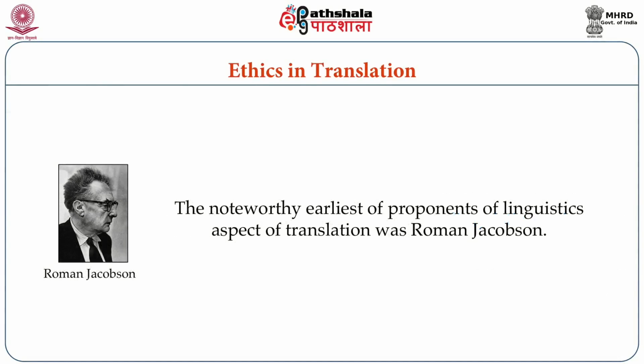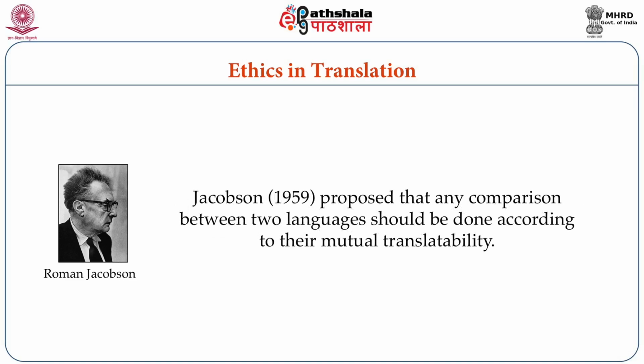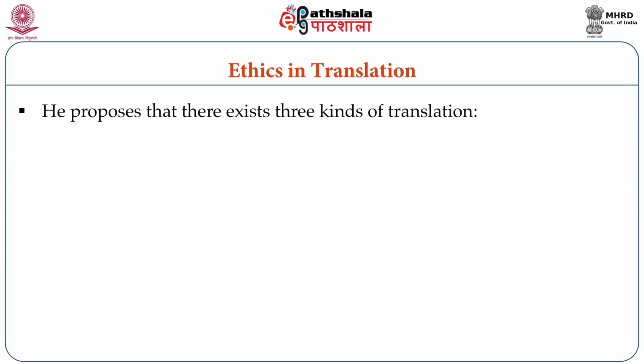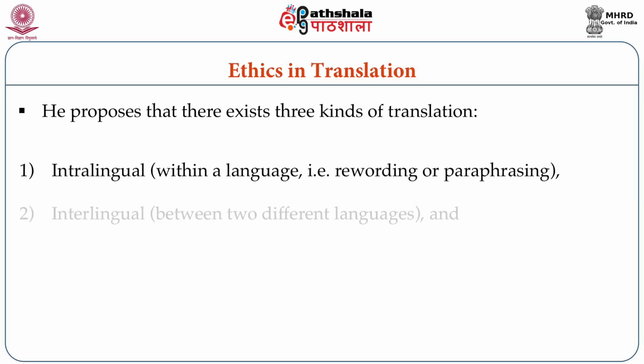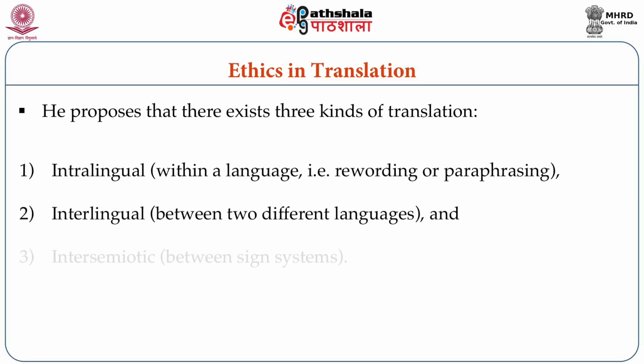The noteworthy earliest of proponents of the linguistic aspect of translation was Roman Jakobson. Jakobson in 1959 proposed that any comparison between two languages should be done according to their mutual translatability. He proposes that there exist three kinds of translation. First one is intralingual, second is interlingual, and third is intersemiotic.